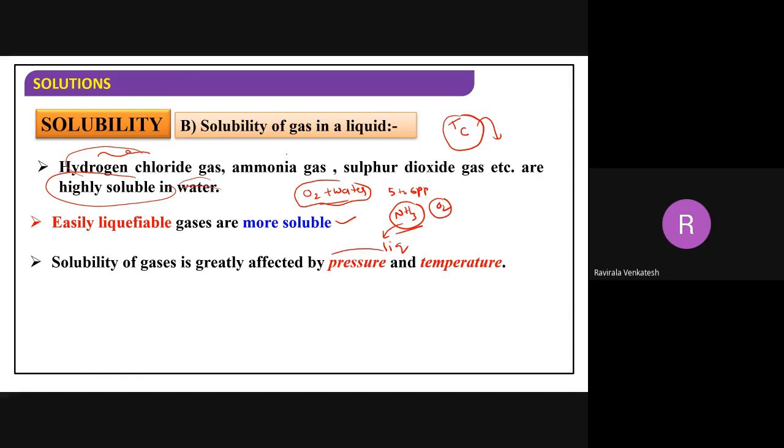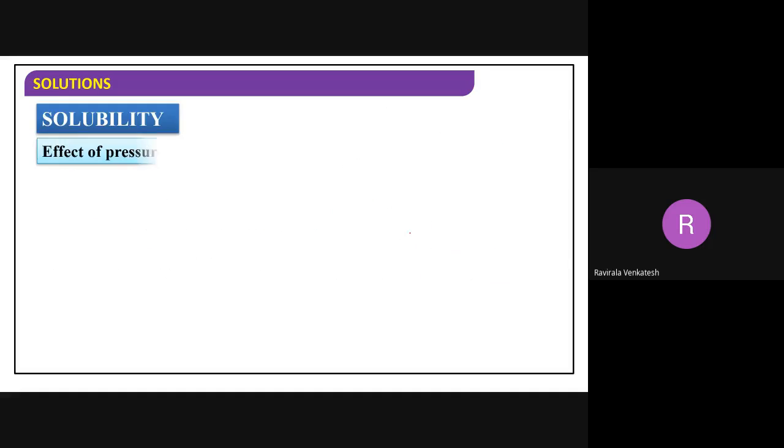Solubility of gases is greatly affected by pressure. Now, if you observe, solubility of solids in liquid does not depend mostly upon pressure, but depends upon temperature to some extent. But gases in liquid definitely depend upon pressure and temperature. Effect of the pressure, let me see now here. What is the effect of pressure when gas dissolves in the liquid? Solubility of gases increases with increasing pressure.